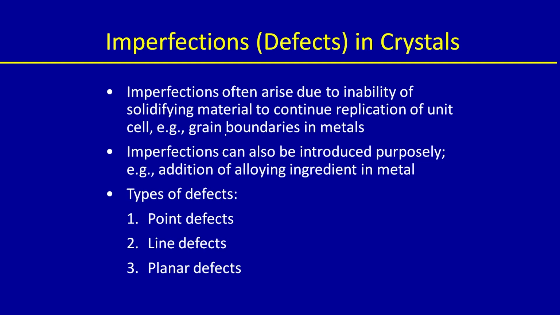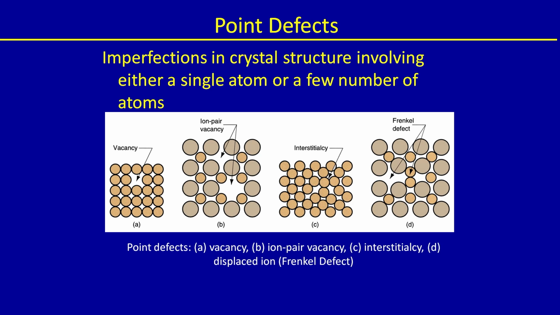So, imperfection can arise because of the inability of the solidifying material to continue replicating the units properly, or it can also be introduced purposely, like alloying or deformation can lead to it. The 3 types of defects we talked about are point defects, line defects and planar defects. Point defect is nothing but a vacancy. In a metallic structure, vacancies have no charge. So, it can be simply the vanishing of one atom from its location, like here you can clearly see this one atom is missing.